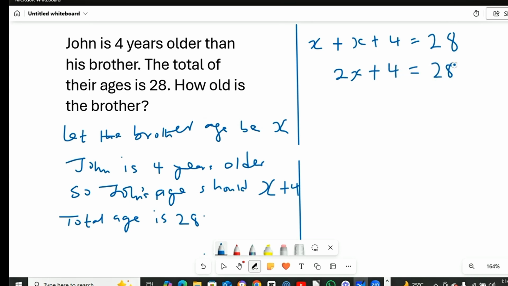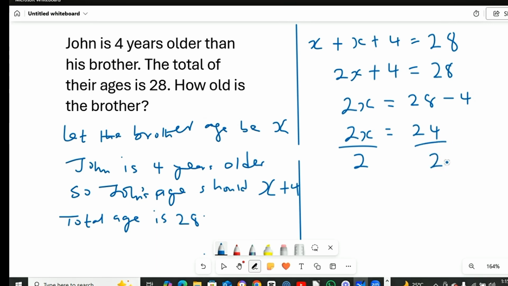equals 28. So we're going to move this 4 to the other side, and it becomes negative. So you have 2x equals 28 minus 4. So 2x equals 28 minus 4, that is 24. So we'll divide both sides by 2. 2 divides 2, 2 divides 24. So you cancel out, and x equals 12.